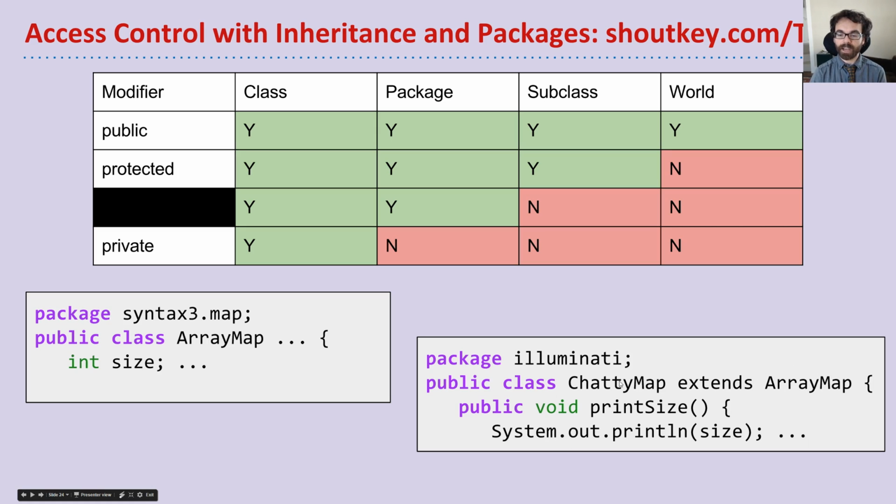In this case, the ChattyMap is just like a normal ArrayMap, except it has a method that's able to print its own size. And as you know, of course, any class which extends another actually inherits all variables from its parent classes. In this case, it's just printing out its size. So the question for you now is, will this compile? And I'll wait here for you to answer.